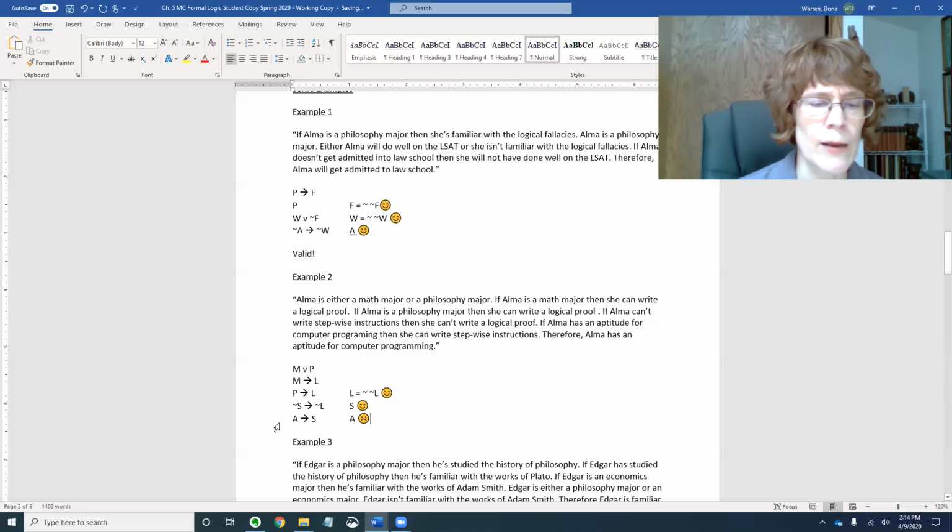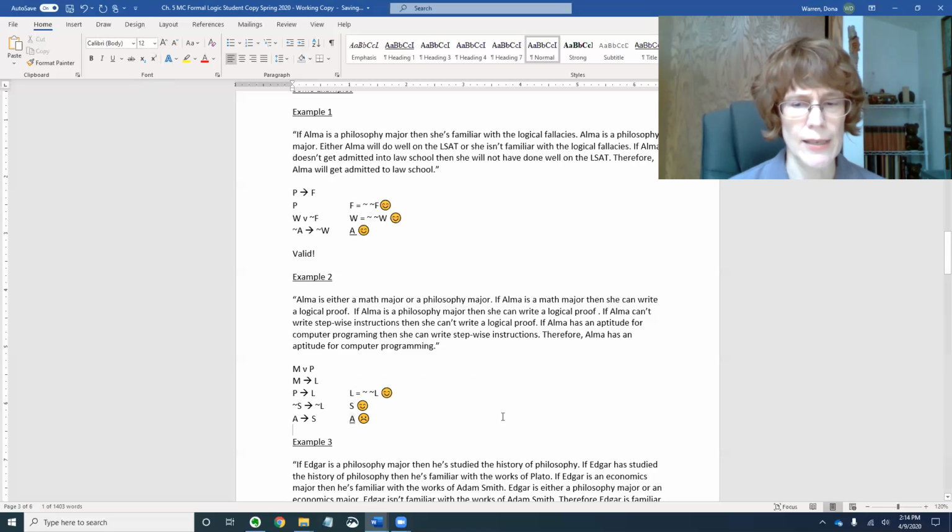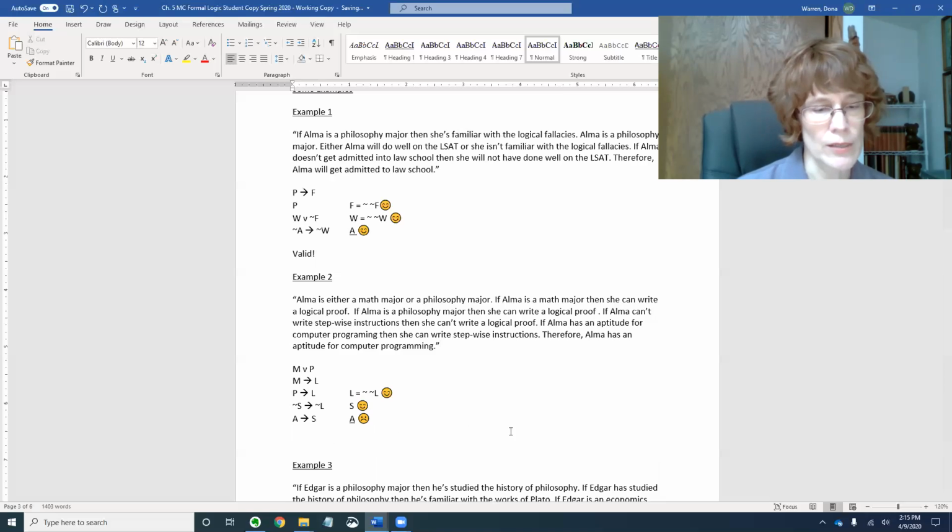Because that would be like saying, if Max is a poodle, then Max is a dog. Max is a dog, so Max is a poodle. That doesn't work. So it looks like someone wants me to prove A, but I'm hoping not, because that would be a mistake. Let's see. Therefore, Alma has an aptitude for computer programming. Yep. This author made that mistake. This author did in fact conclude A. That's a logical fallacy. So this argument is sadly invalid. Okay, let's take a look at 3 next.